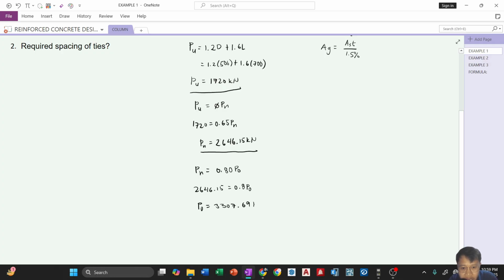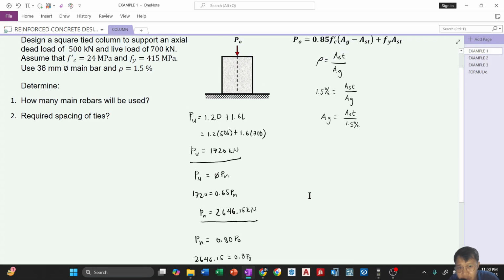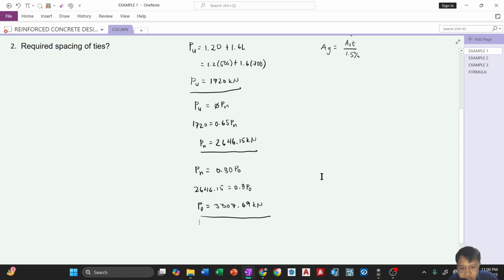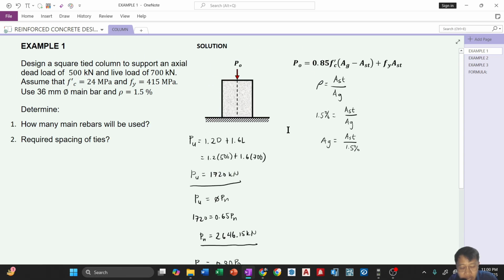Okay? Again, this is kilonewton. So meron na tayong P sub 0 and then pwede na natin kunin ang area ng steel reinforcement para sa number 1. Okay? We substitute 3307.69 dito sa ating equation. But take note that kailangan natin itong i-convert into Newton muna. 3307.69. To convert this to Newton, we multiply here 1,000.